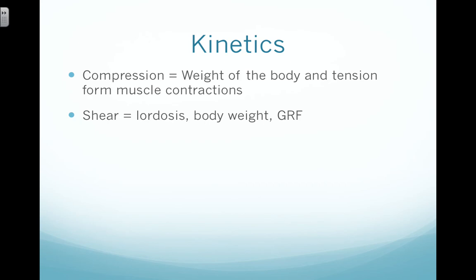So kinetics, we've talked about this in the earlier sections of the axial spine, but the 2 big ones for the lumbar region are compression and shear. Compression: we know that the vertebral body is big. We know that it's there to take the weight of the body, and that there's a lot of tension put on that because of all those attachment sites of our soft tissues into the area.